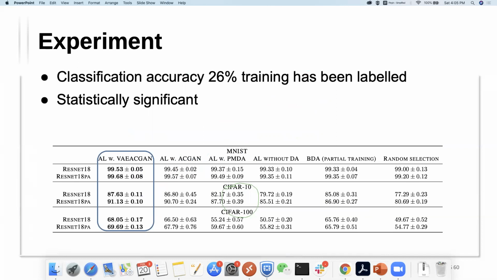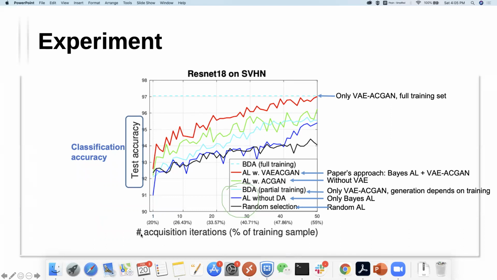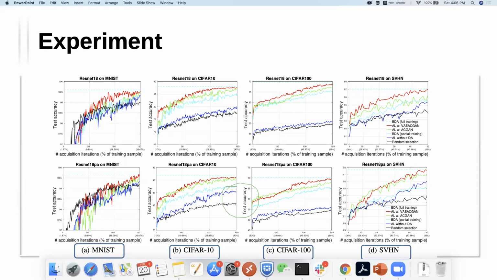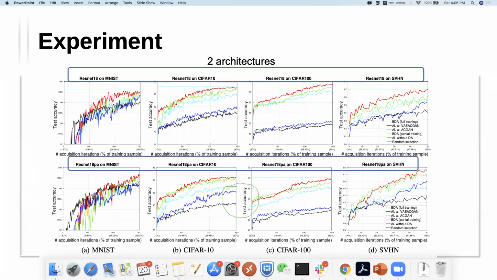Also you can see the X axis is the number of acquisition iterations, or the percentage of training samples. So if the model only looks at 55% of the training data, it can already reach the accuracy of training on the full training data set. So yeah, it can save labeling effort. Okay. It did its evaluation on four data sets. All those four data sets are classification data. And they use two architectures, ResNet 18 and ResNet 18 PA.